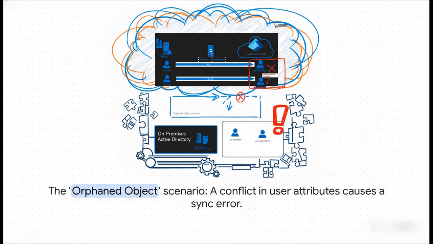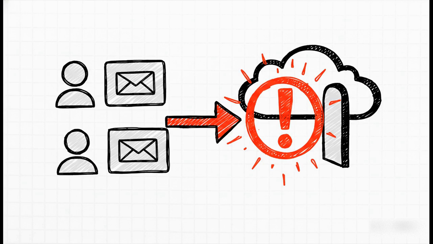This kind of problem is called a duplicate attribute error, and honestly, it's the root cause of most sync headaches. Microsoft Entra ID just has to have unique attributes, like the user principal name. As soon as it finds a duplicate, the sync for that object fails.